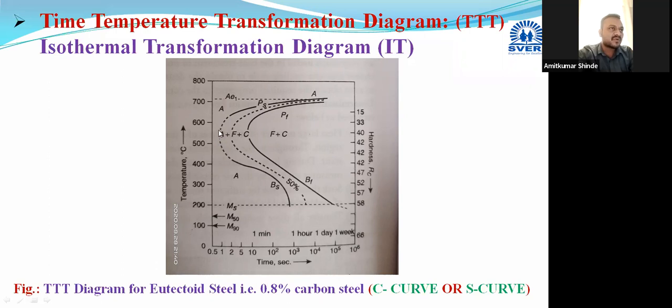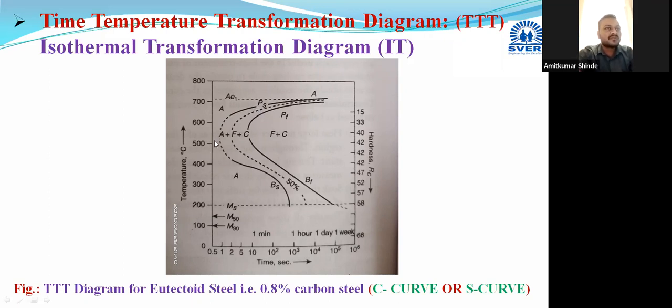Okay, this is the tip or nose of the IT diagram. IT is the isothermal transformation diagram. This is the nose or tip of the IT diagram. Now in this region, below A1 and above the nose of the IT diagram, we are getting the transformation. If we transform from this temperature zone, the austenite will get transformed to pearlite. It will be fine pearlite or coarse pearlite.